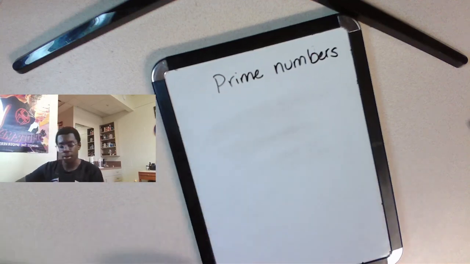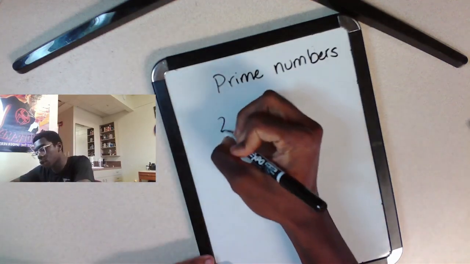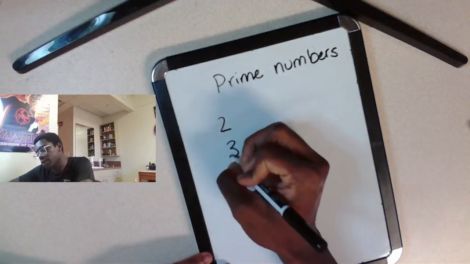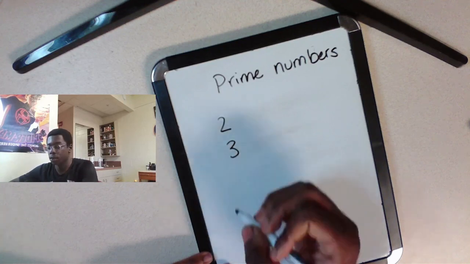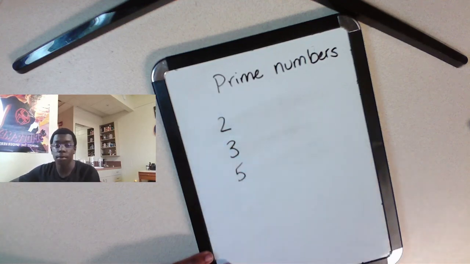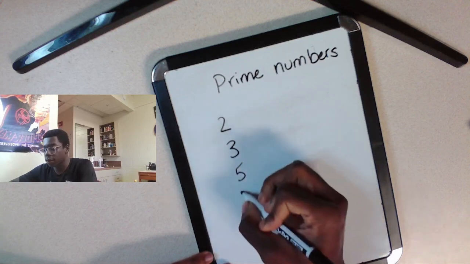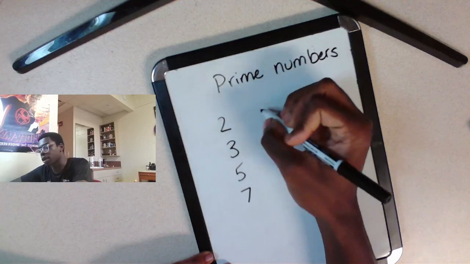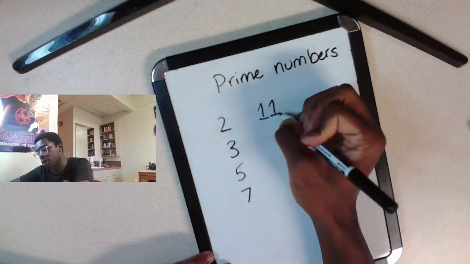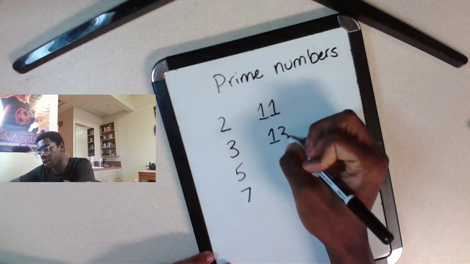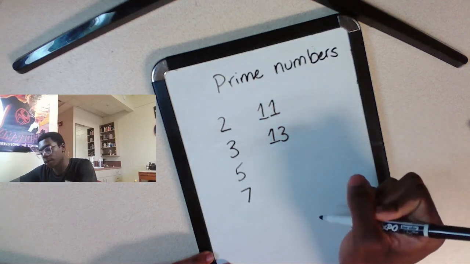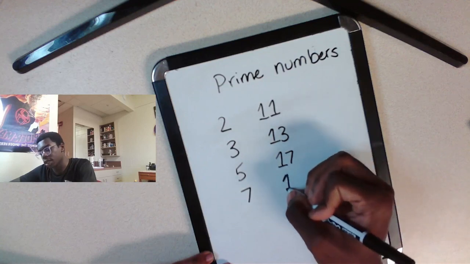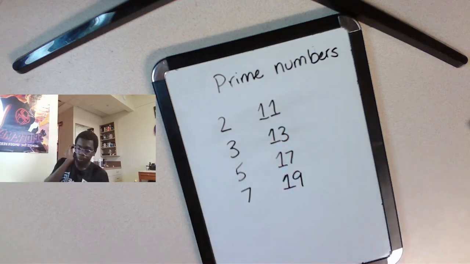So we have lots of prime numbers. 2 is a prime number. 3 is a prime number, if you think about it. 5 is going to be a prime number. 7 is going to be a prime number. Let's see, 11 will be a prime number. 13, 17, 19. These are all prime numbers.